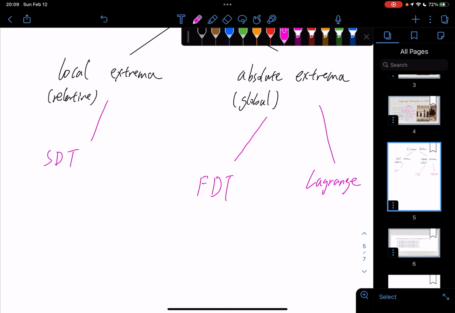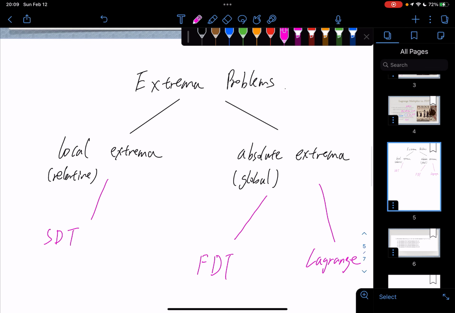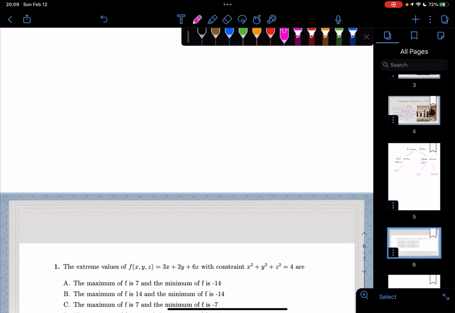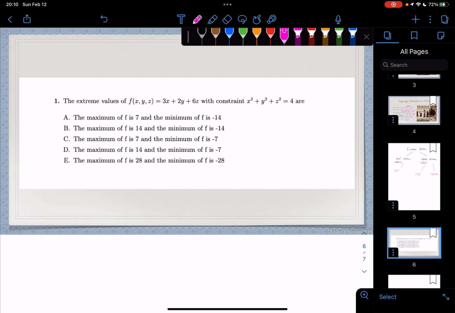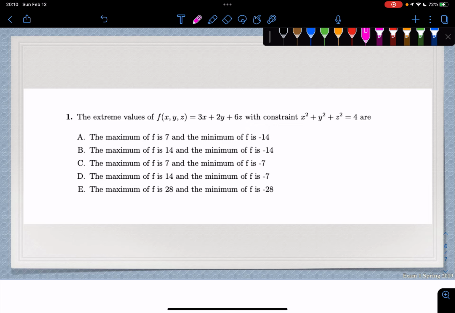So there you go. This is the sort of analysis diagram that you should apply for every extrema problem, so that you know what you're looking at, and then you can apply the correct solving steps to solve this type of question. Okay? So today we're going to take a look at this problem. It's from exam 1 spring 2019.